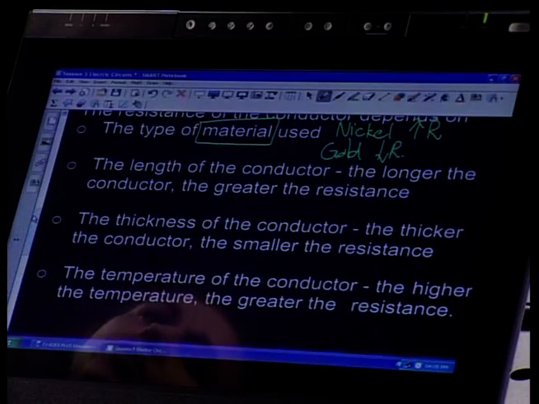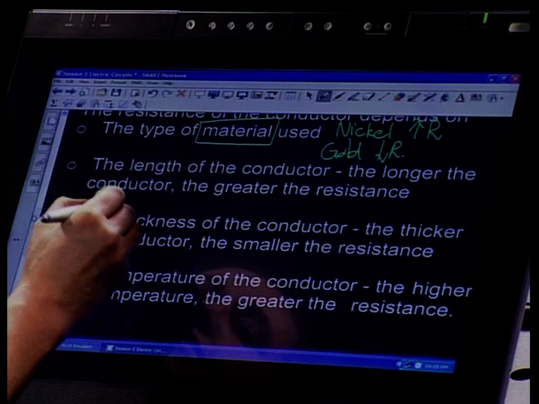The length of the conductor. Now, the longer the conductor, the higher the resistance. Come on, boys and girls, let's be honest. If I have the choice between running 10 meters and running 10 kilometers, I'm going to choose the shorter one because it offers less resistance. The same thing applies to the resistance of a conductor. If I increase the length, I'm going to increase the resistance.